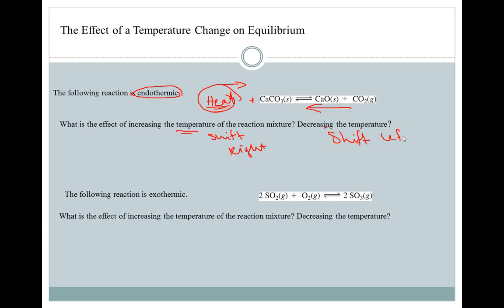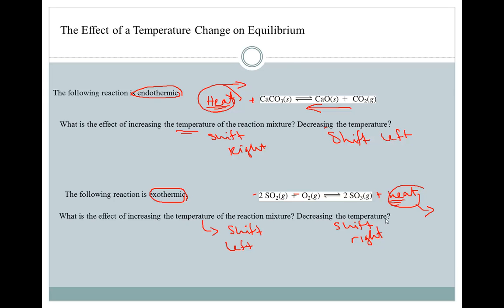This is an exothermic reaction, which means heat is given off. What is the effect of increasing the temperature? So we're increasing the stuff on the right-hand side. So therefore it's going to shift away from that heat, so it's going to shift to the left. If we decrease the temperature, we're taking this heat away, and so therefore it's going to shift to the right to relieve that stress.